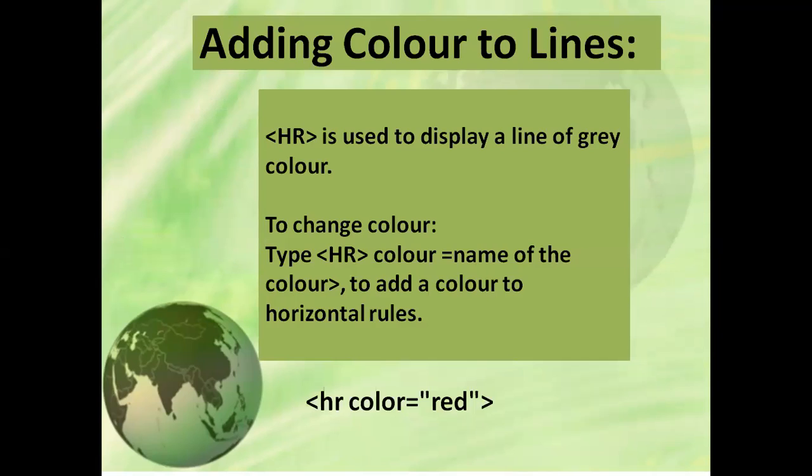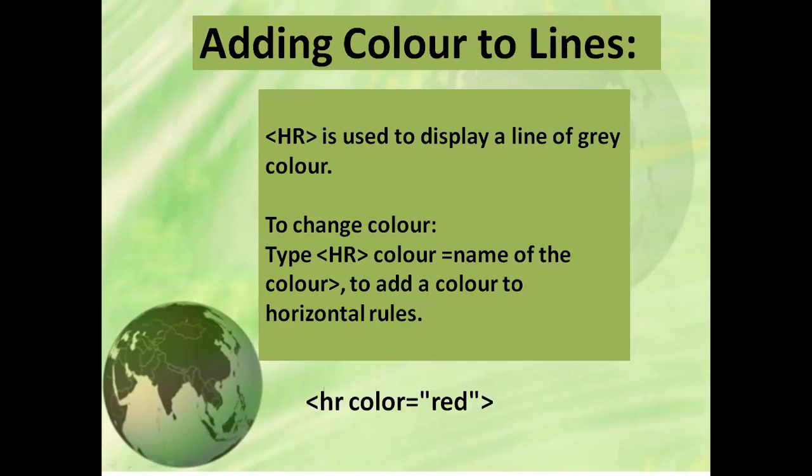Kindly note the HR tag which we were using for drawing the horizontal lines actually has a gray color. By default, what is the color? Color is gray, right? But what happens if we want to change the color? If we want to change the color of those lines that are drawn, the particular command used will be written in this way.